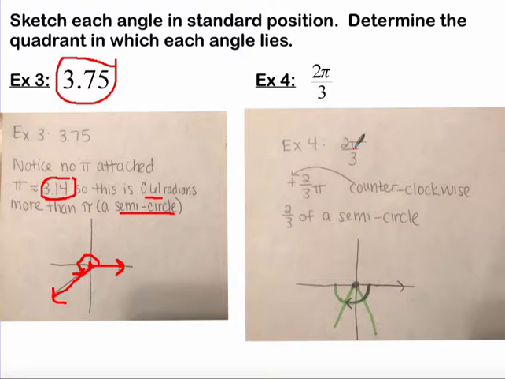All right, 2 pi over 3. Now that one's already in a nice form for us. It's positive, which means we're going to go counterclockwise. We don't need to make a mixed number, so we're just going 2/3 of a semicircle.